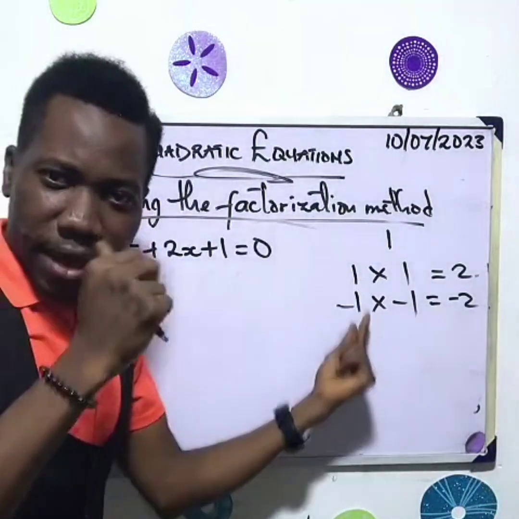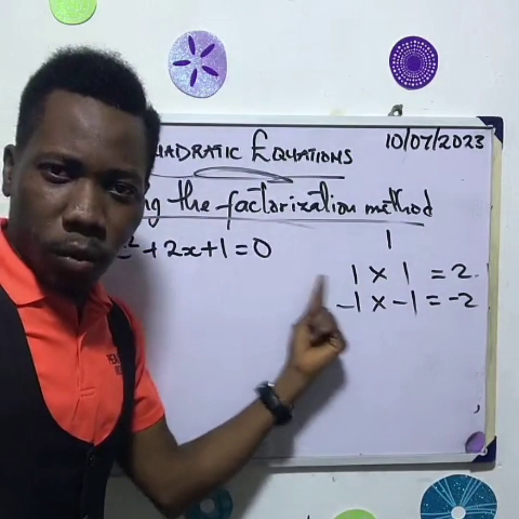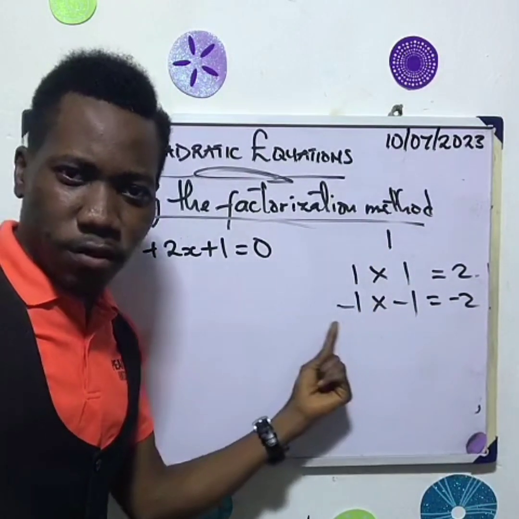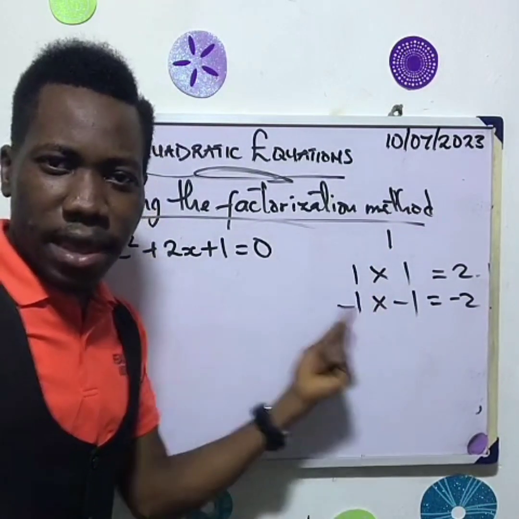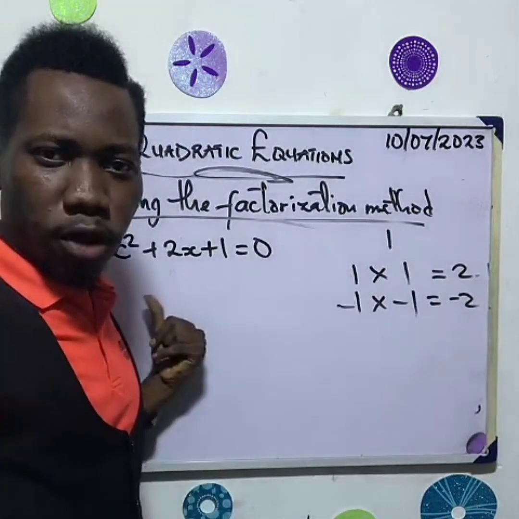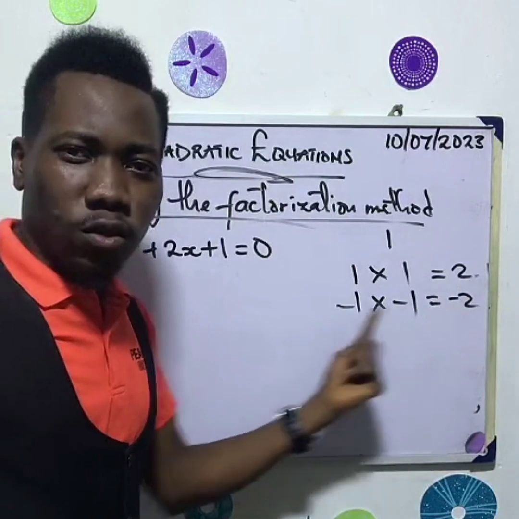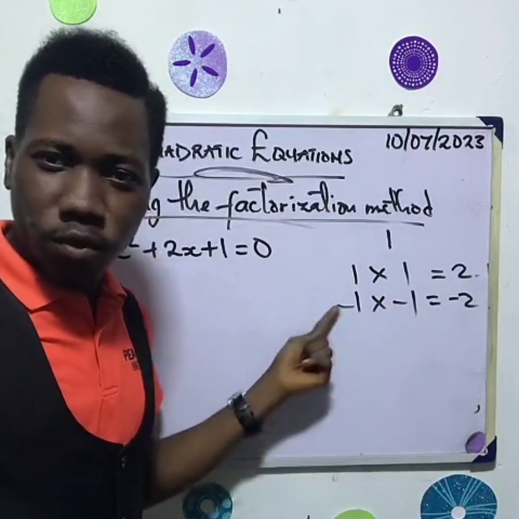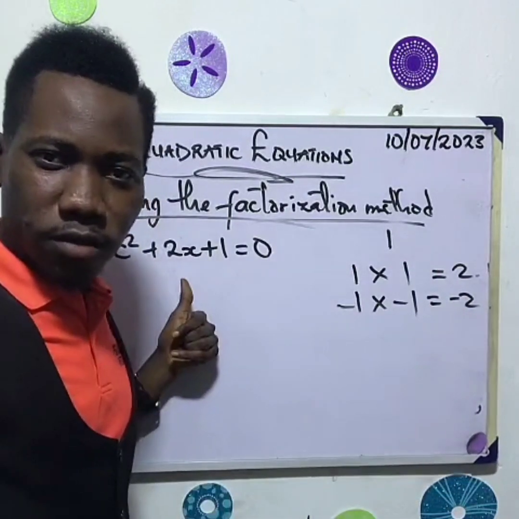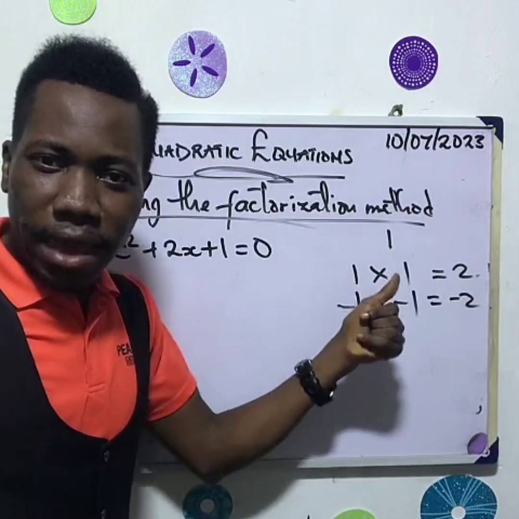So now we've written them out like we have here. 1 times 1 will give us 1. Also, minus 1 times minus 1 will give us 1. Now among these 2, which will give you plus 2? 1 plus 1 will give us 2, which is plus 2. Minus 1 minus 1 will give us minus 2. So we're not working with this one. We're working with this one. We're working with 1 and 1.